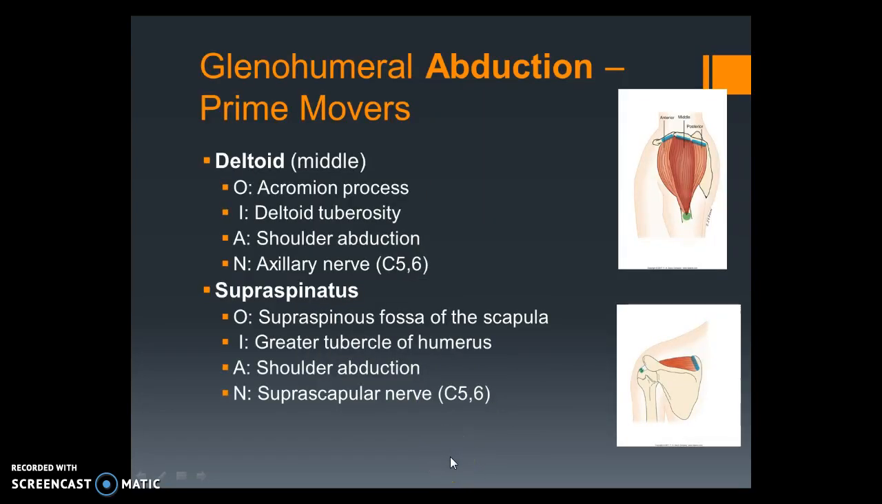Okay, glenohumeral abduction. Prime movers are, and it's all the deltoids really that work together to do shoulder abduction. I just wrote the middle here because the other deltoids, anterior and posterior, are noted on previous slides. So it originates on the acromion process, inserts on the deltoid tuberosity, as do the anterior and posterior deltoid as well. It performs shoulder abduction and is innervated by the axillary nerve. The supraspinatus originates in the supraspinous fossa of the scapula, inserts on the greater tubercle of the humerus. It performs shoulder abduction and is innervated by the suprascapular nerve.